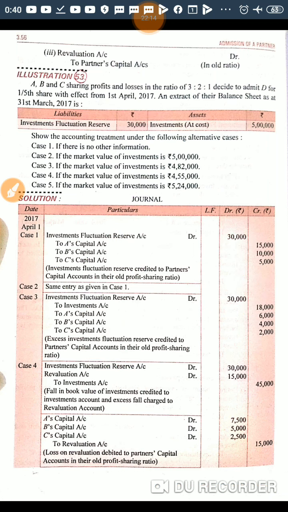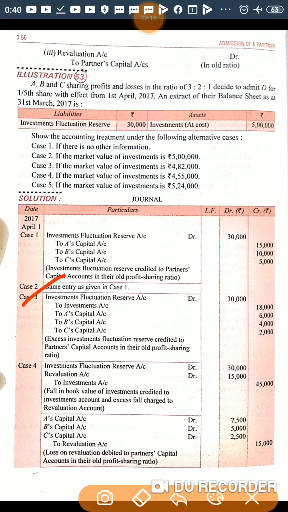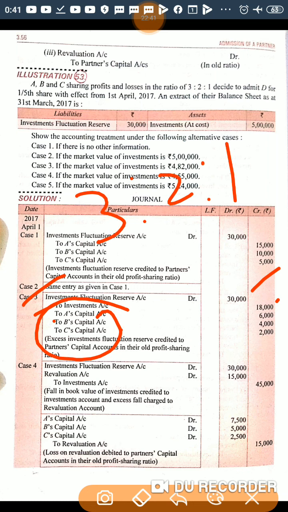So investment fluctuation fund account will be debited with 30,000. Out of this, the investment value is decreased by 18,000. For that, the decrease in asset should be recorded, so credit investment account 18,000, and the rest of 12,000 will be distributed among the old partners in their old ratio, that is 3:2:1.